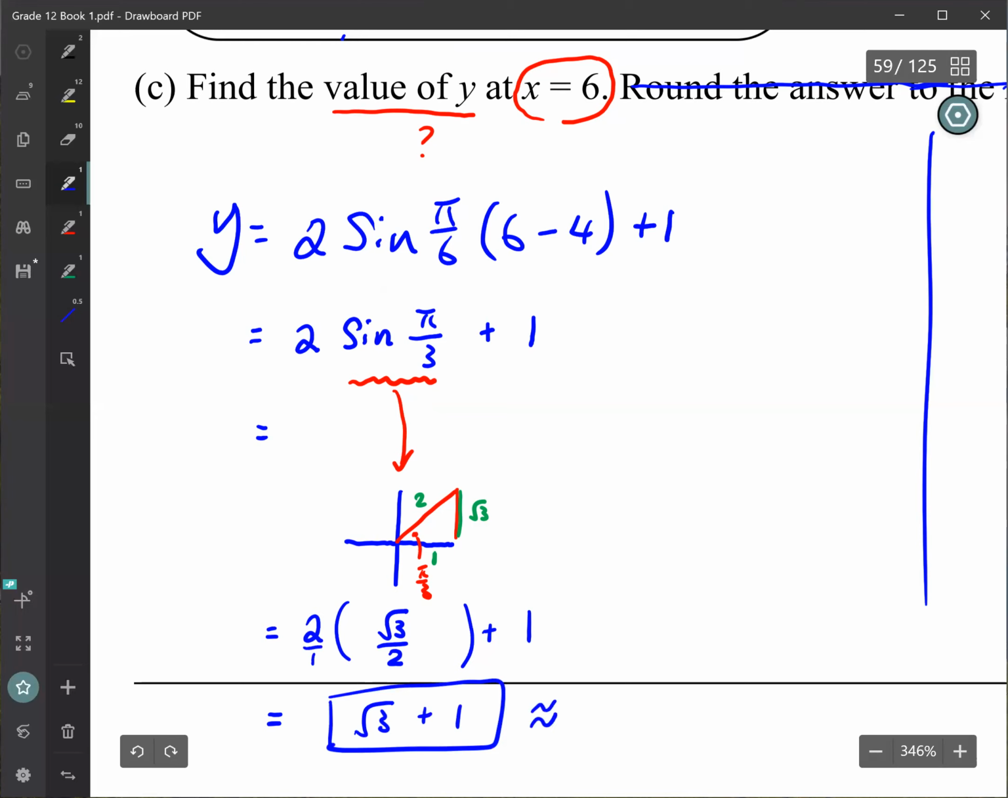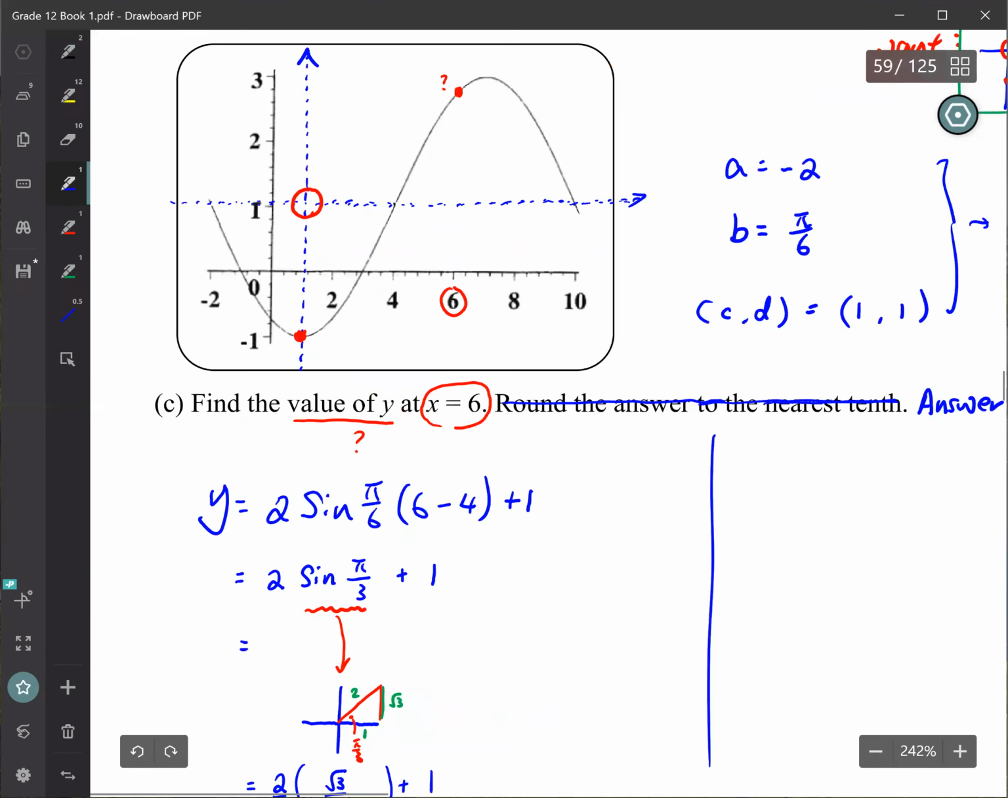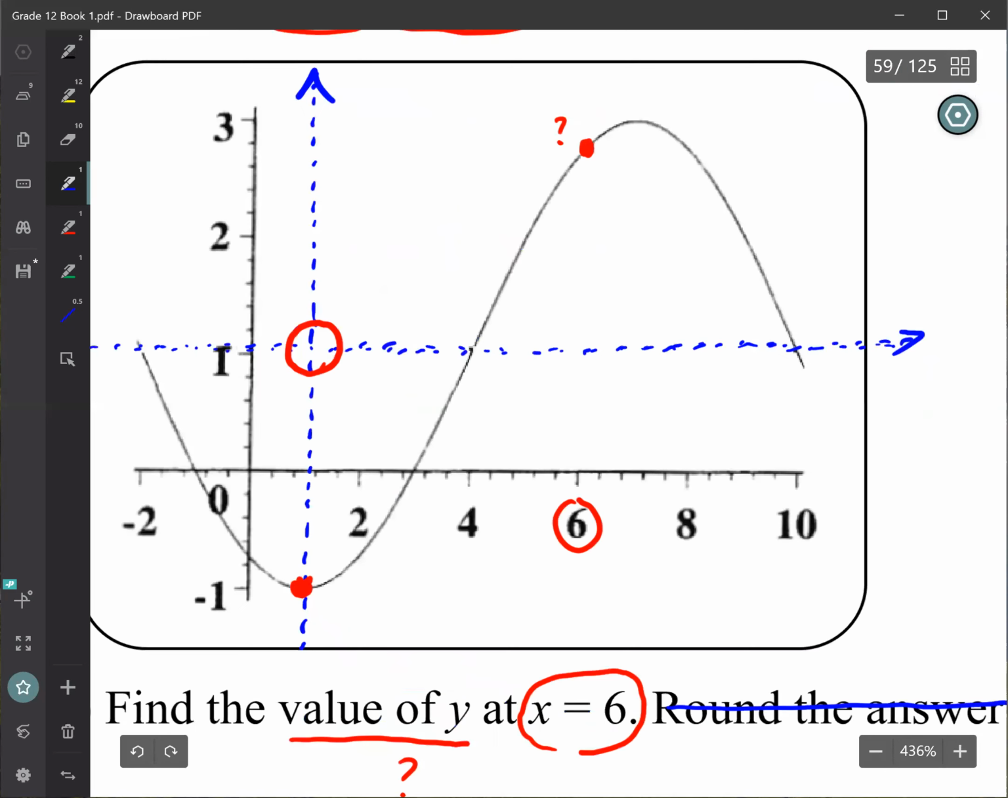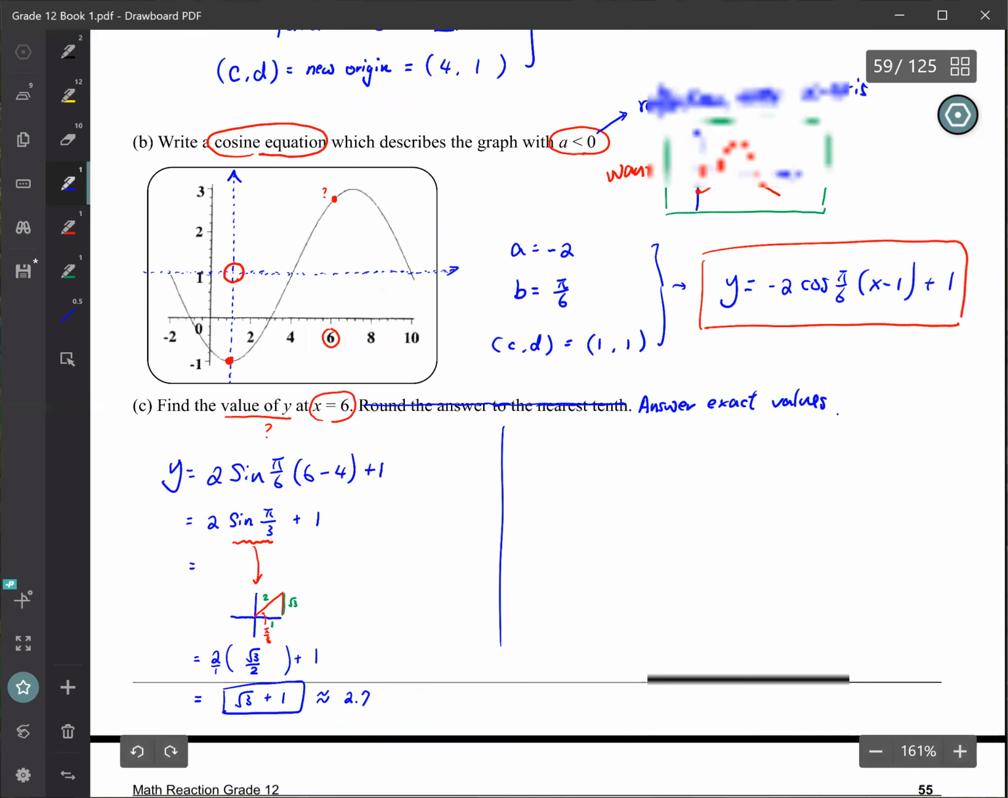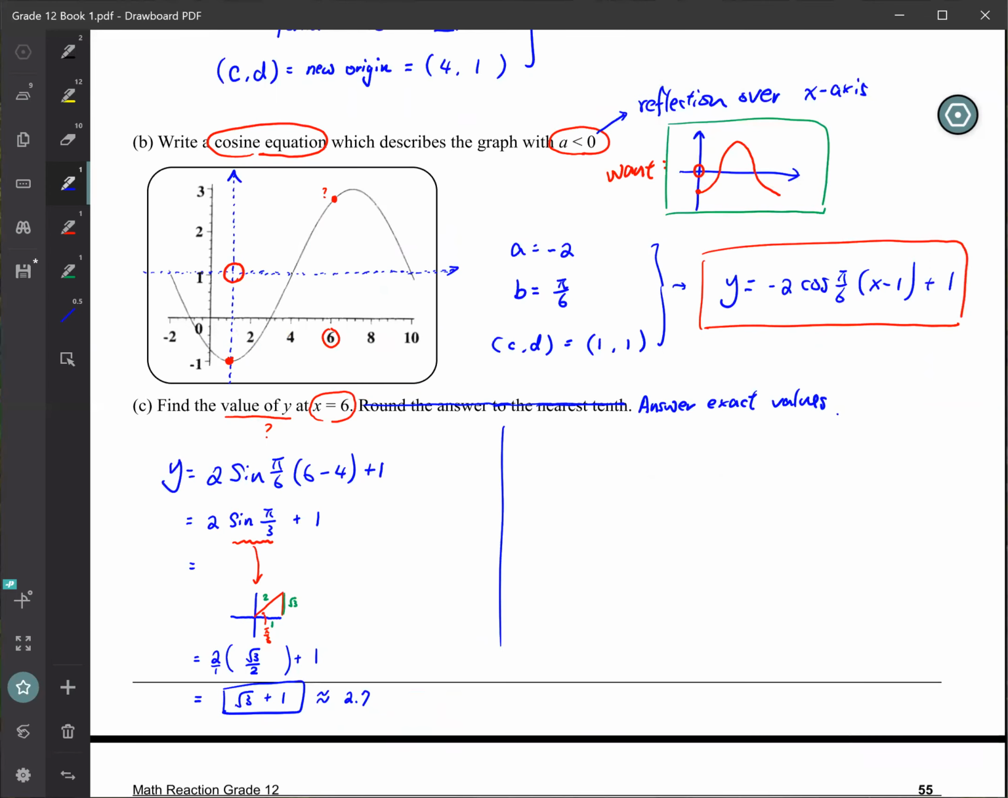2.7 something. 2.7, okay? So remember our prediction before, right? We said 6, and you look at the graph, it goes up. It looks like it's close to 3, so we were guessing like 2.7, 2.8, right? So that's pretty accurate.